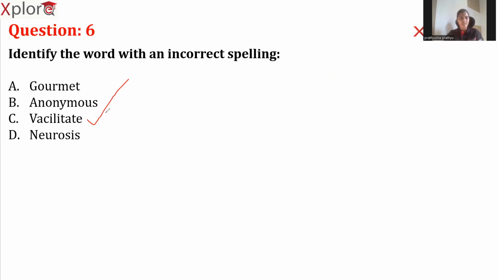The meaning of vacillate is to waver in mind, in will, or in a feeling. It is like being hesitant to choose something or having different opinions on something, fluctuations. That's what we call vacillate.